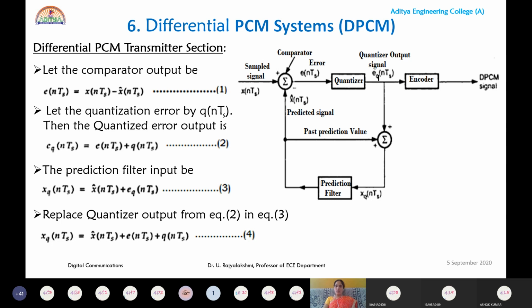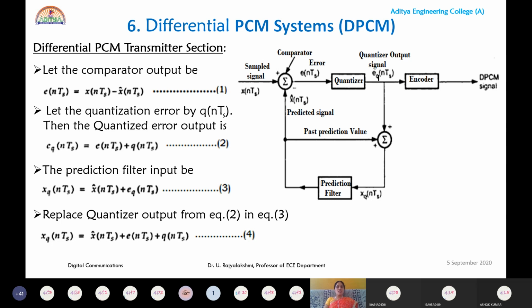Then do you have any past sample value? No. So that's why here the past sample value or past prediction value is 0 at the first sample instant. So directly the prediction filter input XQ of NTS is equal to EQ of NTS when we have no past sample value. When we have no past sample data, the present quantizer output data acts as input to the prediction filter.